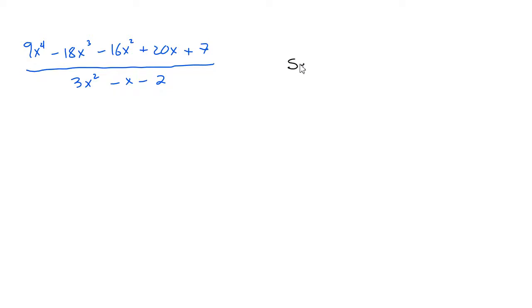Okay, so this is section 5.1, problem number 5. So we're dividing a fourth degree polynomial by a second degree polynomial. So we set this up as a long division. So the denominator or divisor goes on the outside of the long division setup, and the numerator goes on the inside.